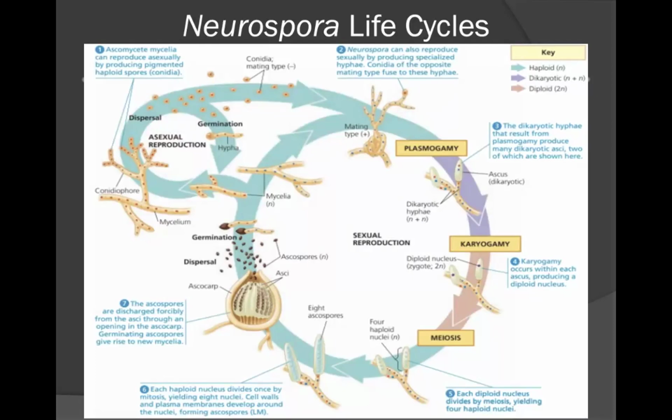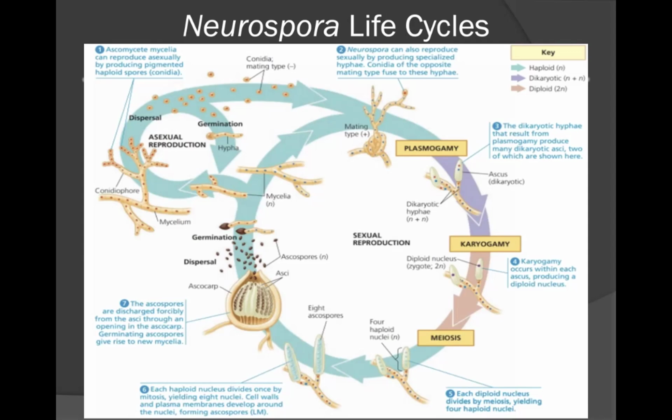In the asexual reproductive cycle, specialized hyphae called mycelia can form a specialized conidiophore. This conidiophore can produce haploid spores called conidia. These will germinate in the surrounding region and form more mycelia. However, sexual reproduction can also occur. In this instance, the mycelium will produce special mating types.